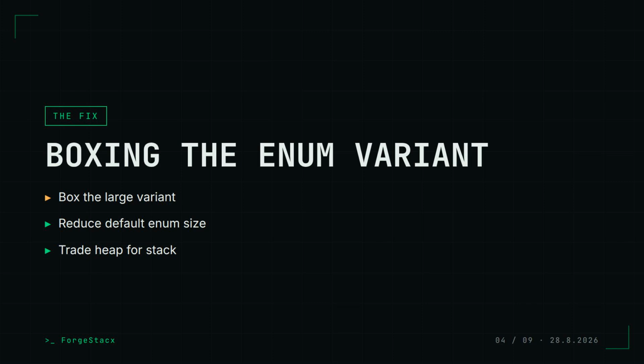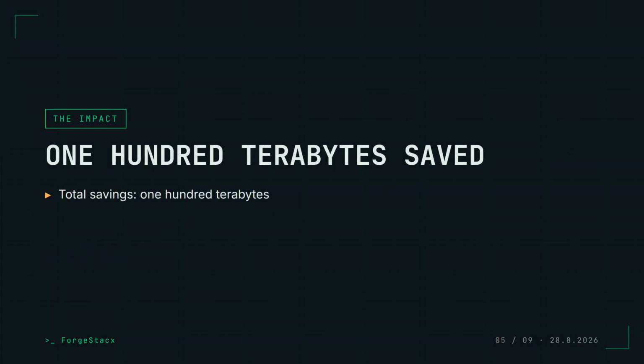The blog post details the exact code changes. It is a great example of practical optimization. It is not just about algorithms. It is about data layout. The total impact was 100 terabytes of memory saved.